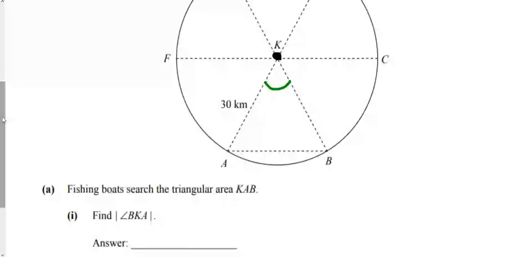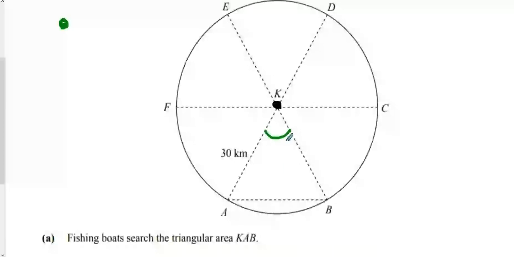Now, here's the deal. How many sectors do you see? Everybody see 6 sectors? What's 360 divided by 6? 60 degrees. Each sector is 60 degrees. The circle is divided up into equal sectors.